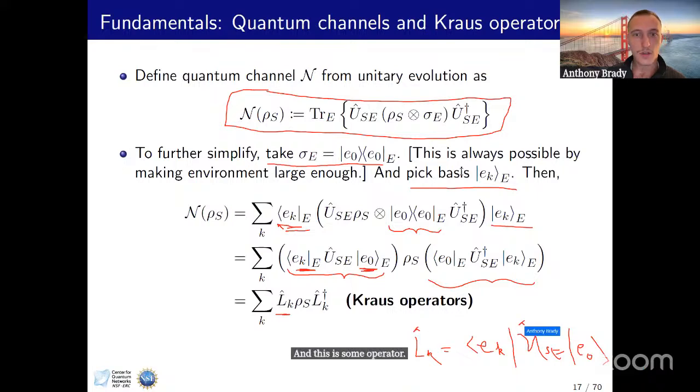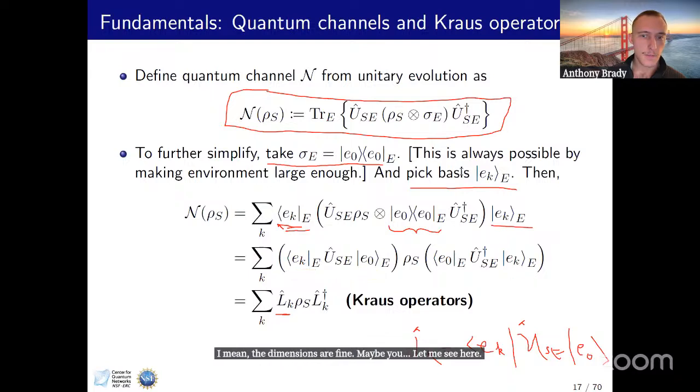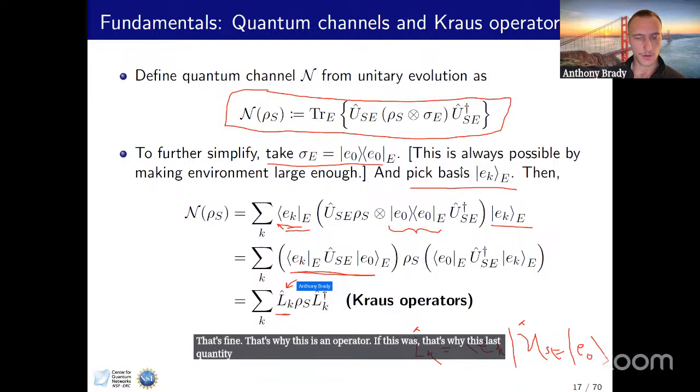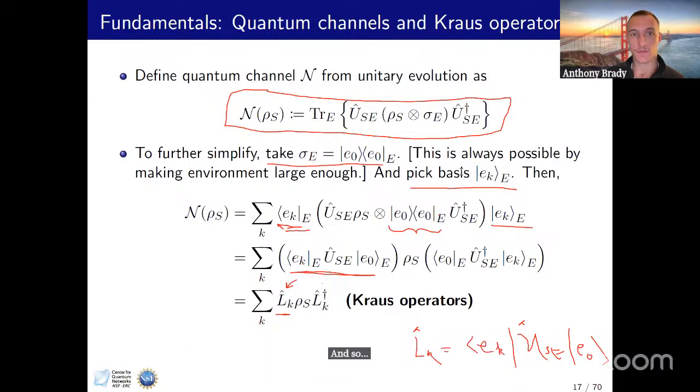There's a question: the dimensions do not match. Not sure what that means. I mean, the dimensions are fine. Maybe what you mean is the dimensions for this thing here. That's fine. That's why this last quantity is an operator instead of just a number. That's why this is an operator instead of a number.